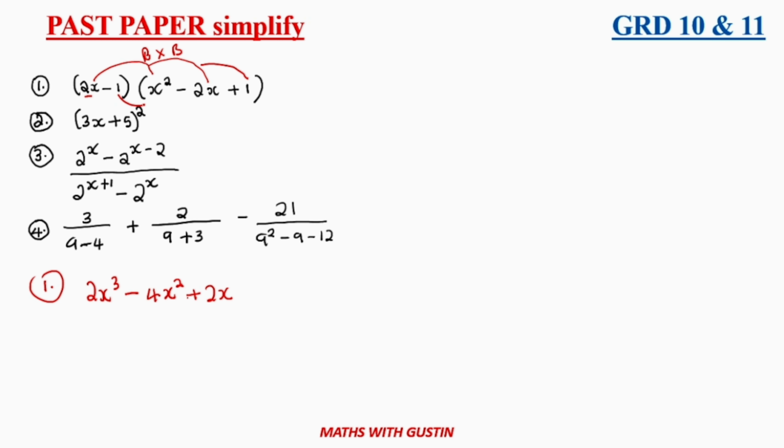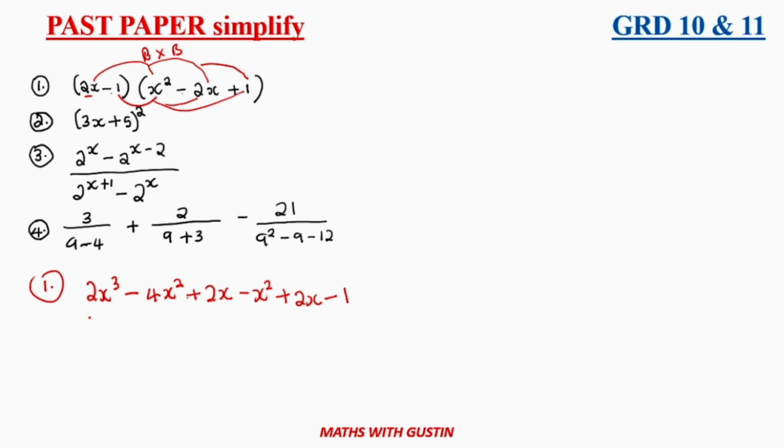Negative 1 times x squared is going to give us negative x squared. Negative 1 times negative 2x is going to give us positive, because negative times negative will give us positive, therefore 2x. All right, negative 1 times positive 1 will give us negative 1.